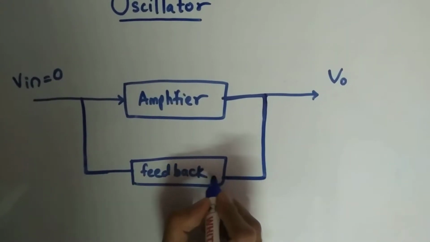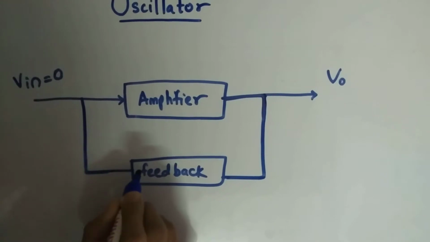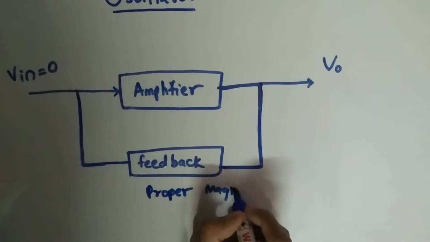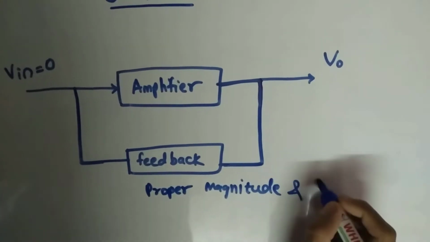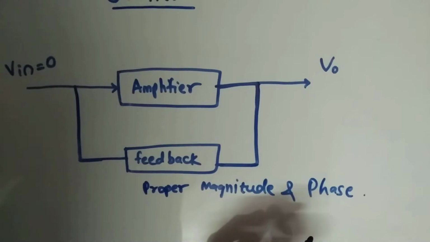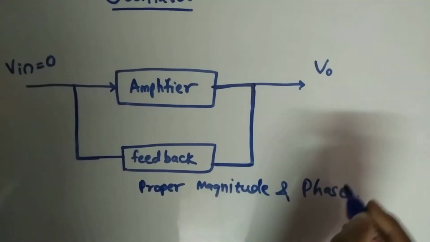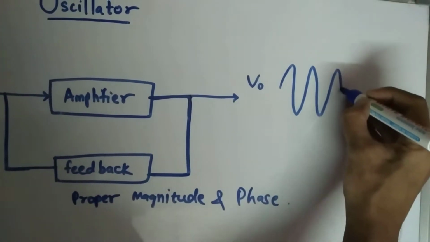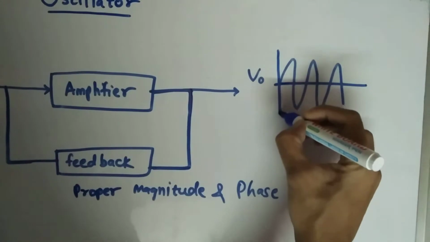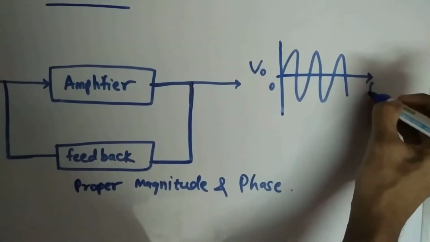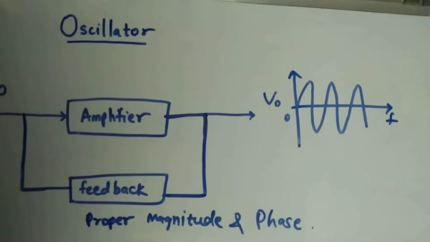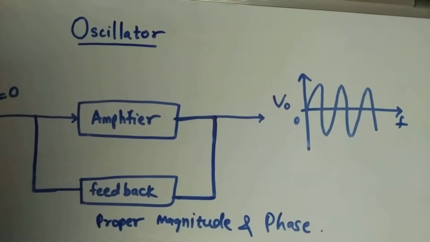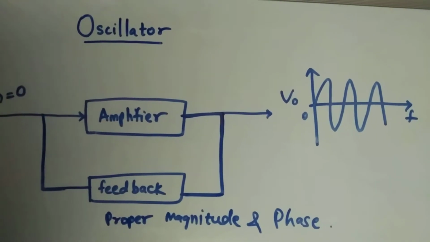If the feedback signal is of proper magnitude and phase, the circuit will produce an output voltage. So we get a proper output over here at V0 as a sine wave, square wave, or triangular wave, depending on the type of oscillator we used.